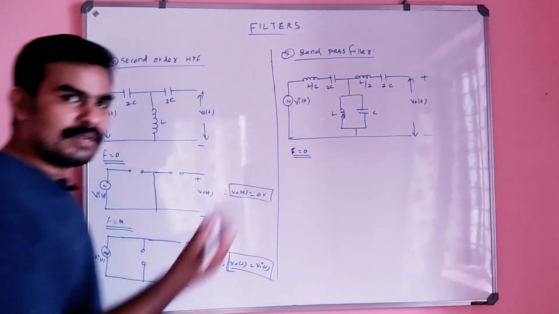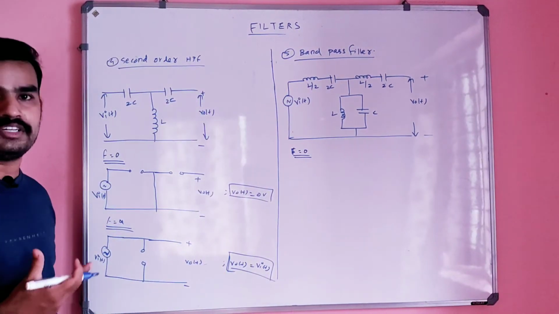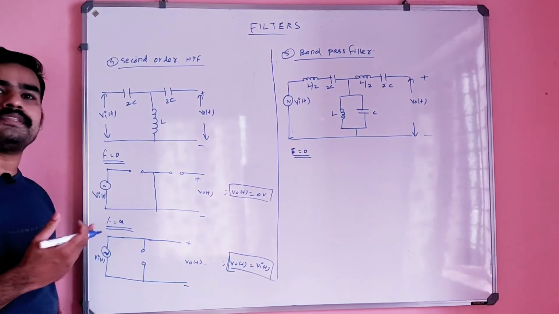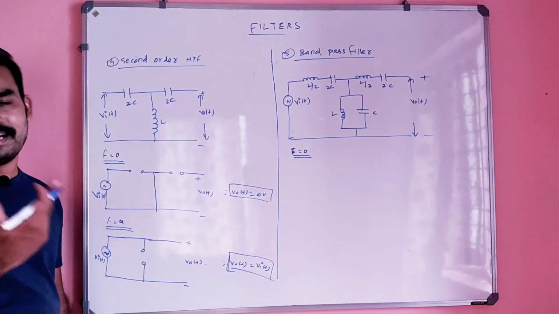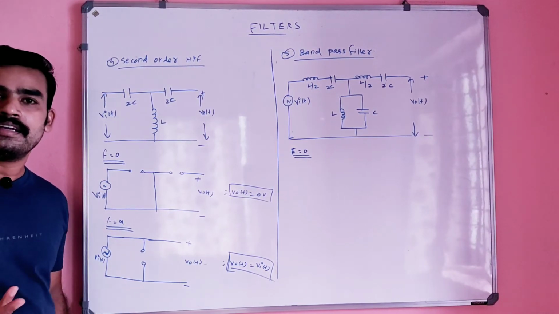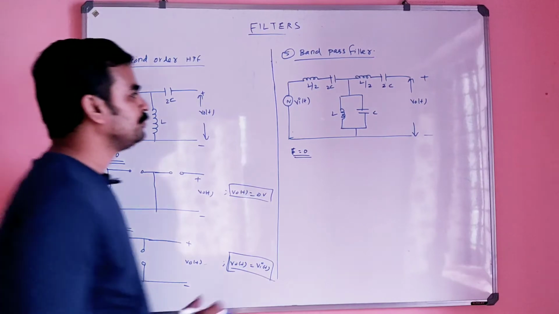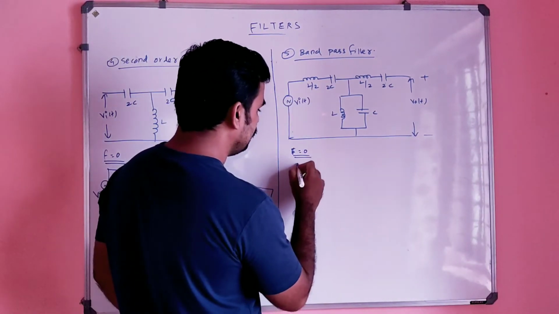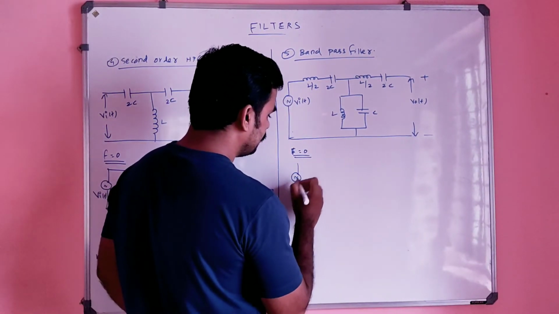You don't have to remember this circuit diagram at all. You simply put f is equal to 0 and f is equal to infinity. What answer you will get, that depends on the nature of the filter. That's all. So f is equal to 0 means what will be the figure?